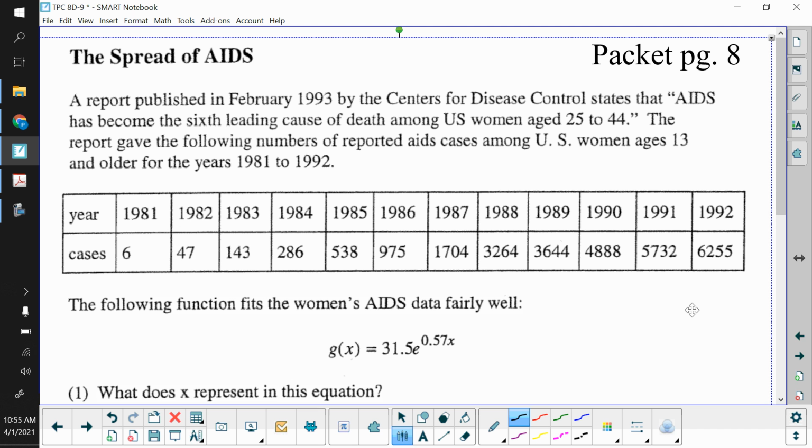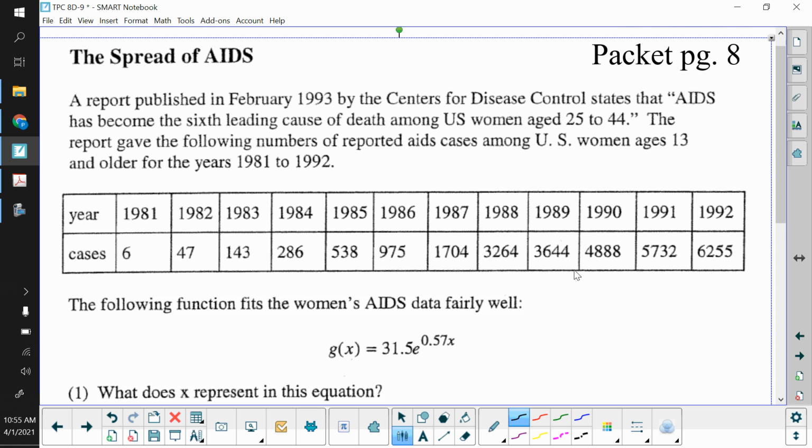Hi everyone, today we're going to be working on Unit 8D, Day 9, and that works with this problem called the spread of AIDS, on packet pages 8, 9, and 10. I'm going to give you some pointers first on all of them in this short video, and then it'll be up to you to work through it during the period. Once you are done, take pictures of it, and by the end of the period, upload that to Schoology.